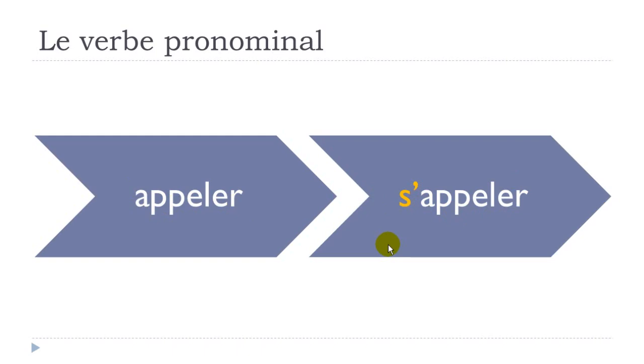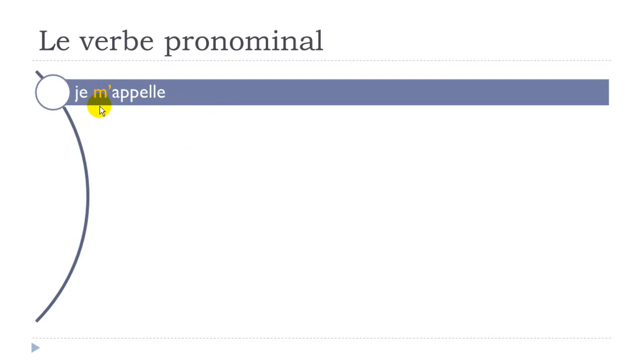Okay, so let's see how we will conjugate this verb. Je m'appelle. So same thing here, the e that we had previously disappeared. Je m'appelle. So remember, that's normally the verb that you use when you introduce yourself, like I call myself, so my name is, of course, but then in French it's like I call myself, okay? Je m'appelle.